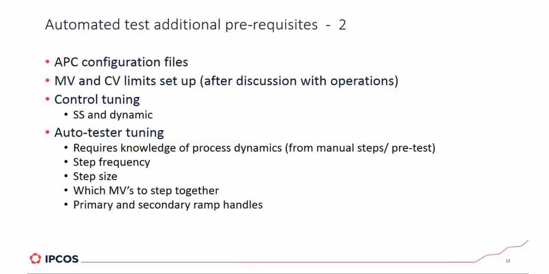This requires a lot of knowledge about the actual process dynamics, which we should usually get from some manual stepping or even during the pre-test. We should know the step frequency that we want to set up, and of course the step sizes. And then it's also very important to know which MVs we would like to step together in the same step test pattern. And in the case of levels, we want to define already our primary and secondary ramp handles, which will be set up to actually keep our levels in check.